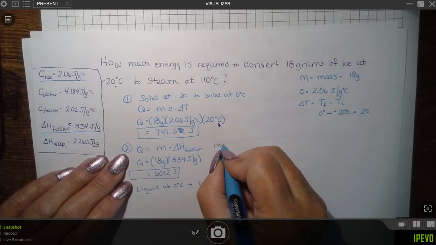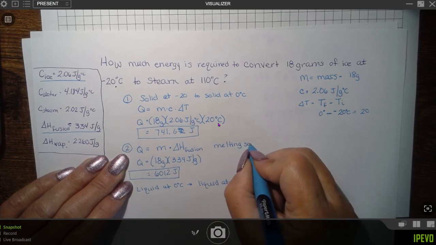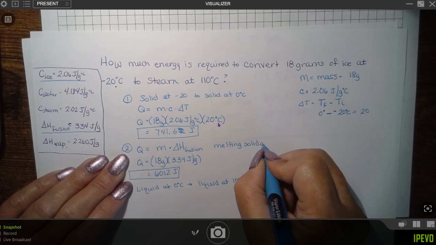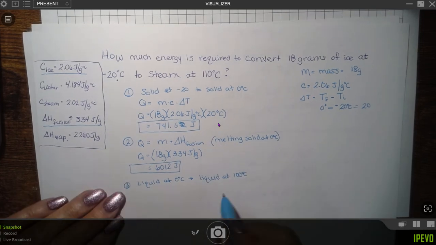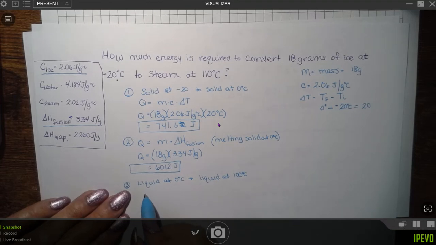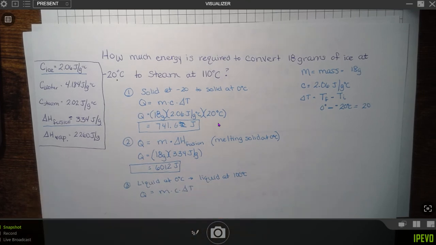And I'm going to back up right here and put what we were doing in stage 2. In stage 2, we were melting the solid, all at 0 degrees Celsius. All right, so now for this, we can use the formula Q is equal to MC delta T, because we do have a change in temperature, okay?